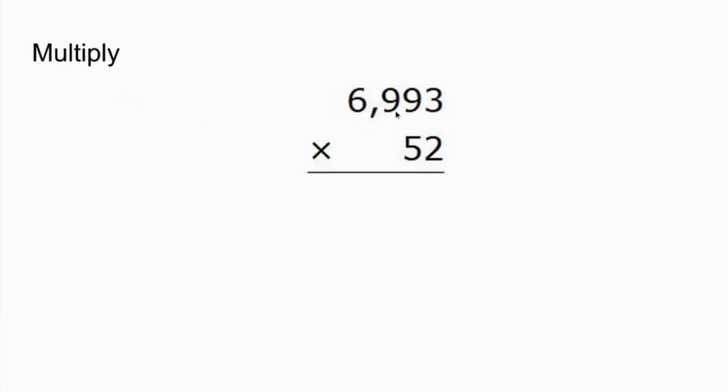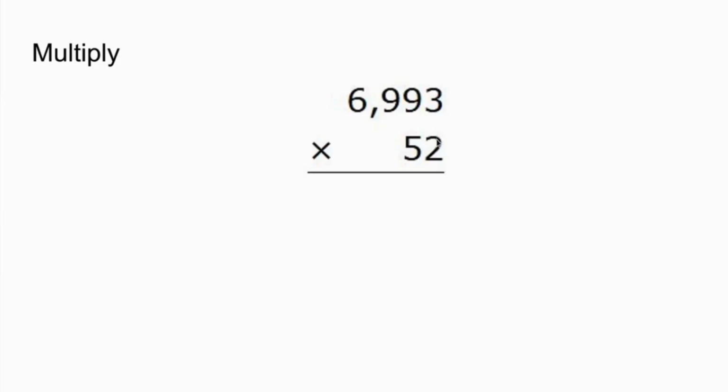Multiply 6,993 times 52, a 4-digit times a 2-digit. What we're going to do is look at our 2-digit number and take our number in the ones place value and multiply it from the right to the left, one at a time, knowing that we're probably going to have to carry over a bunch of times, especially with those 9s living there.